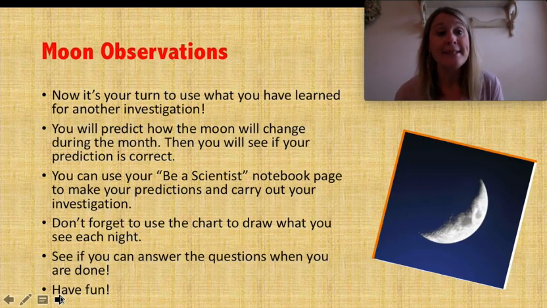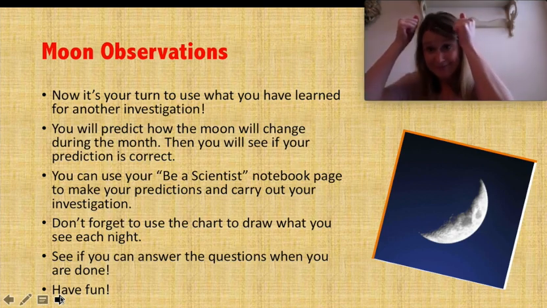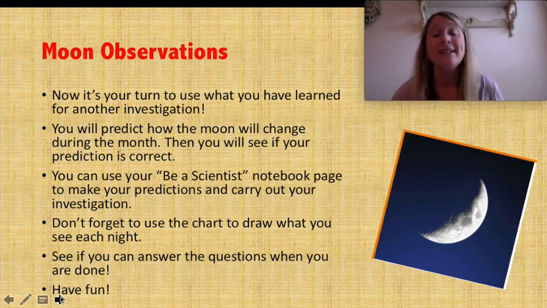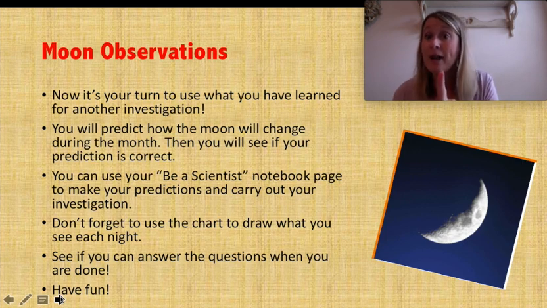Okay, so now it's going to be time for you to put on that astronomer hat, right? Get your pretend telescope, and you're going to head on out and make some moon observations. So we did this once. You got to go out and see the moon on one night. But remember how we talked about that in order to get enough information, you have to observe that night sky over several nights, so not just one.